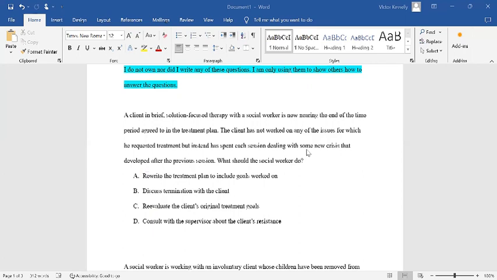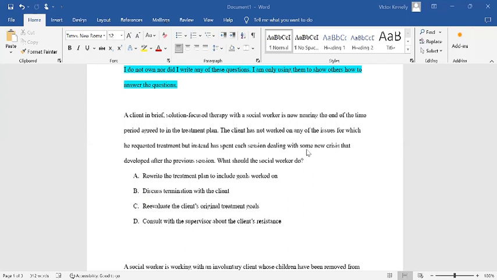So we'll read the question again. You have a client who is being treated with solution-focused therapy by a social worker, and is nearing the end of the time period agreed on in treatment planning. The client has not worked on any of the issues for which he requested treatment, but instead has spent each session dealing with some new crisis that developed after the previous session. What should a social worker do? A, rewrite the treatment plan to include goals worked on. B, discuss termination with the client. C, reevaluate client's original treatment goals. And D, consult with supervisor about the client's resistance.